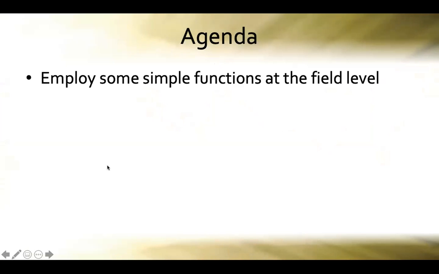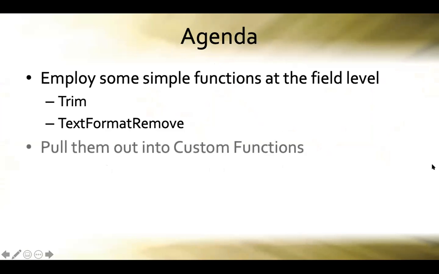first we're going to employ some simple functions at the field level, including things like the trim function, TextFormatRemove, and a few others, and then we're going to learn how to pull them out into custom functions. And the reason we're going to do that is because we want to get the most out of the least amount of code, get the most use out of the least amount of coding.